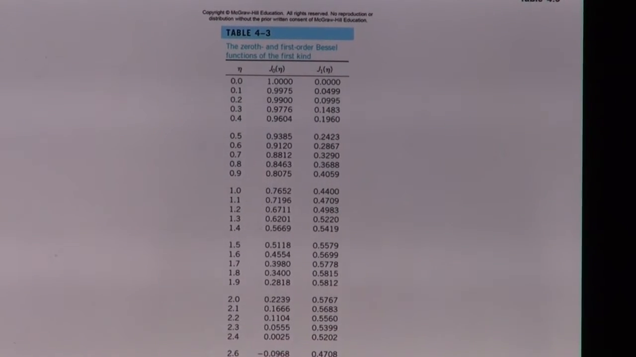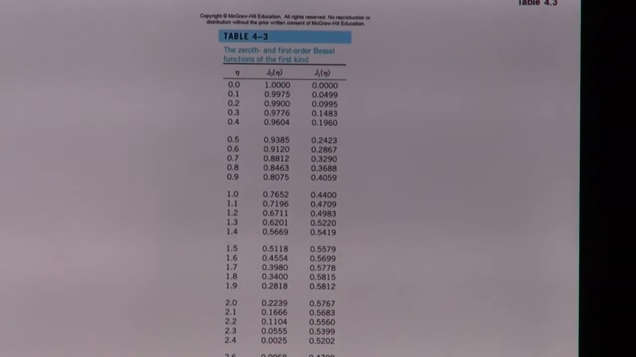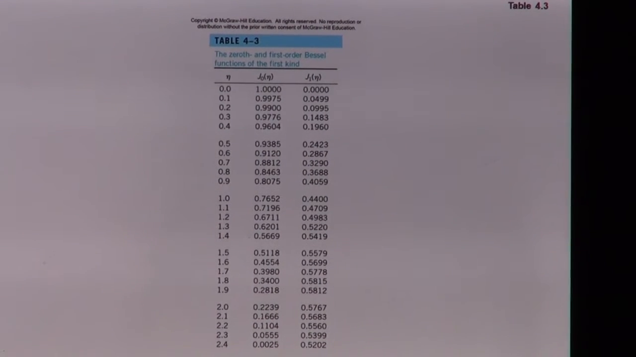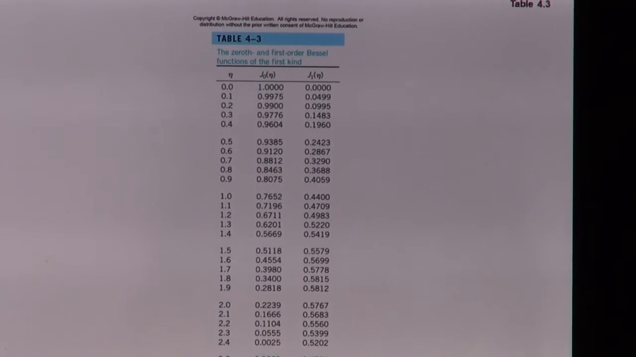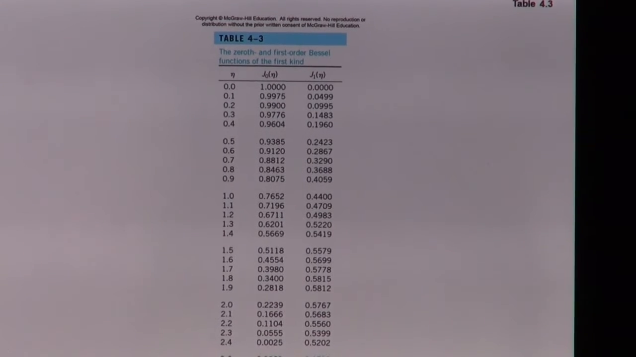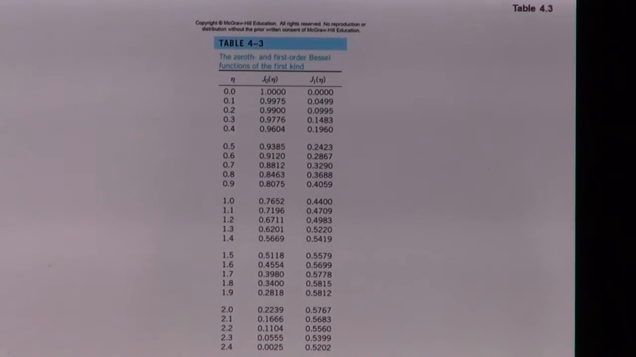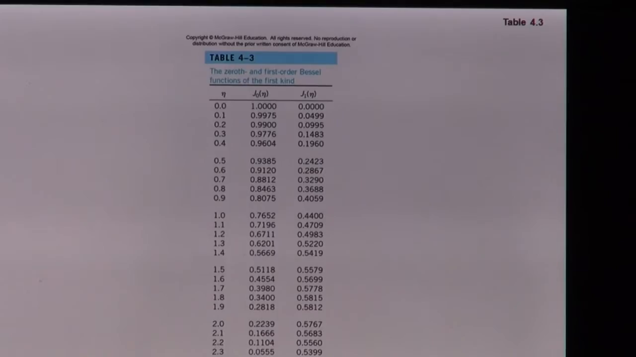So if you look in table 4.3, okay, so for example, let's use eta is equal to 1.5. Then the first value for J0 is equal to what?